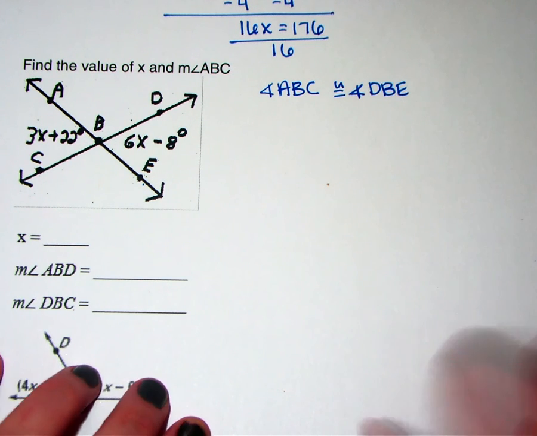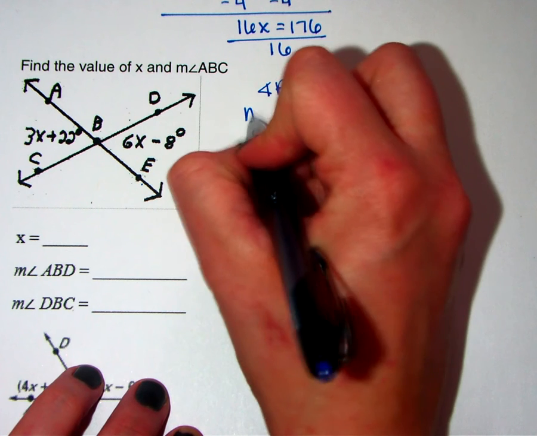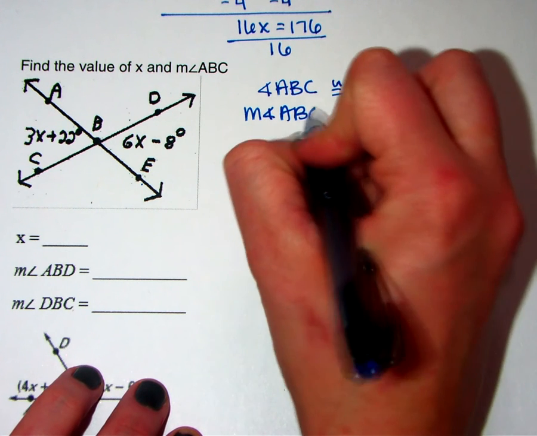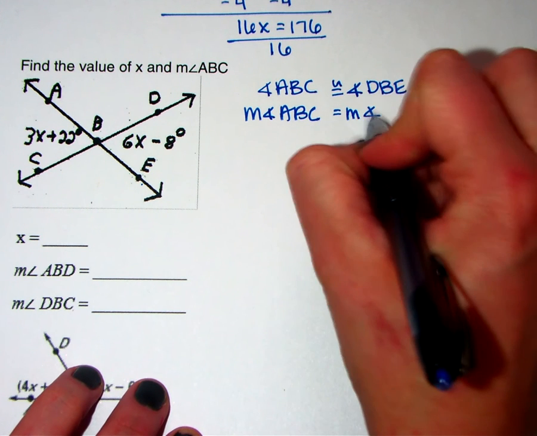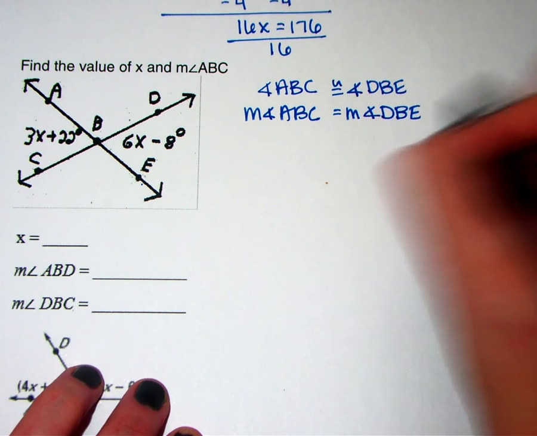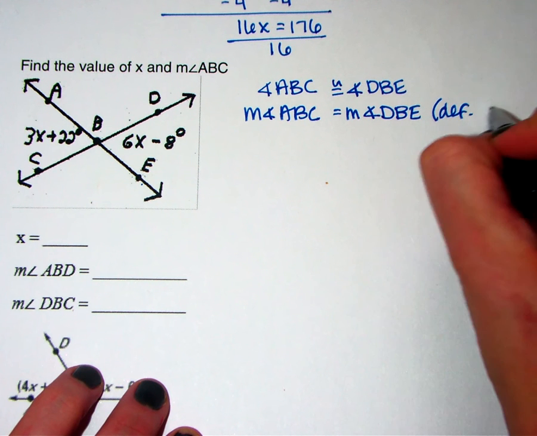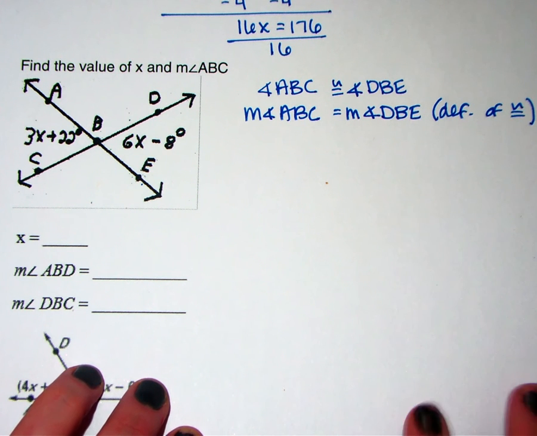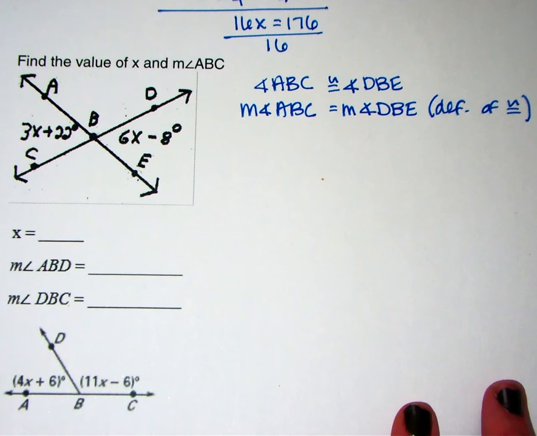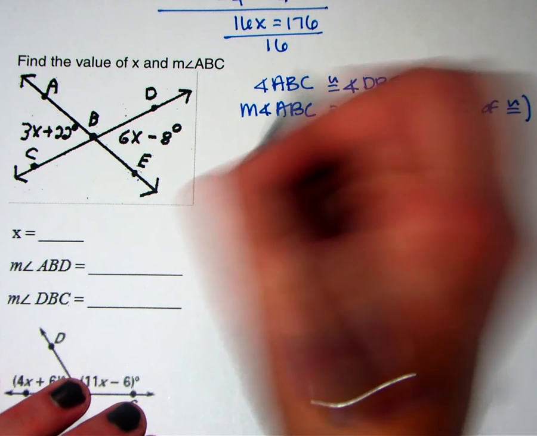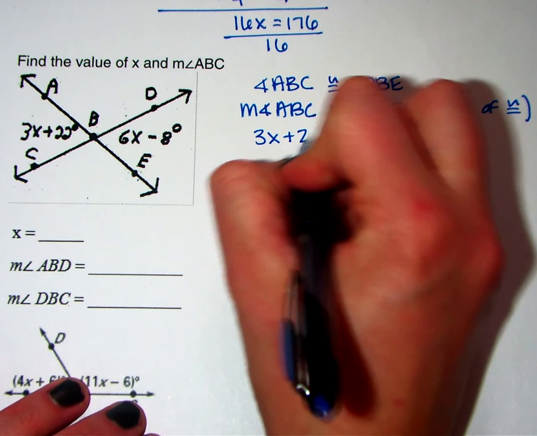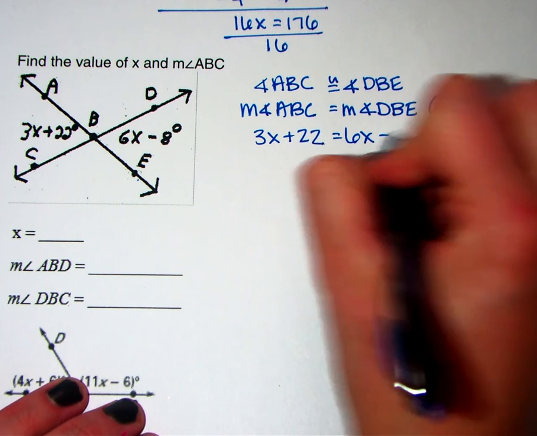We're going to use definition of congruency to change that to an equal sign. So the measure of ABC equals the measure of angle DBE. And remember, this is called the definition of congruency. When we get into our proofs chapter, that's going to be a critical step in proof writing. From here, we're just going to set those equals. So we get 3x plus 22 equals 6x minus 8.